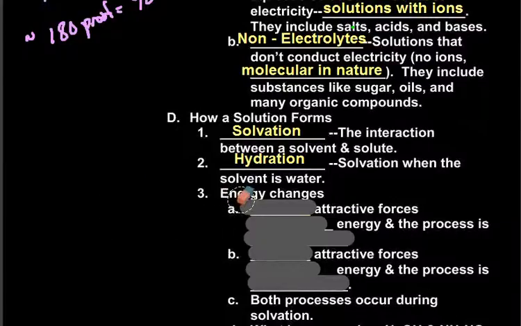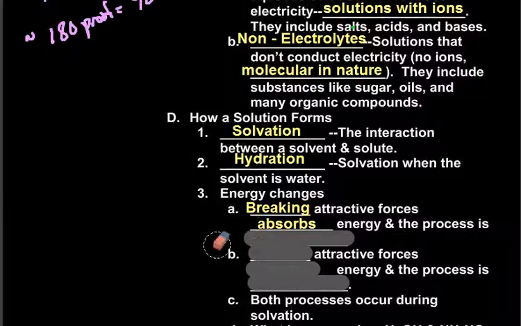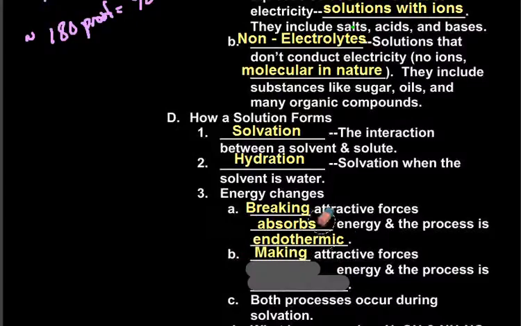All right, now there are some energy changes involved here, so that when things dissolve, energy will travel in one direction or the other. If we are breaking the attractive forces that hold ions together, it is going to absorb energy, and the process is endothermic. But if we make attractive forces to other things, then it's going to release energy, and the process is exothermic. Both of these processes occur during solvation.